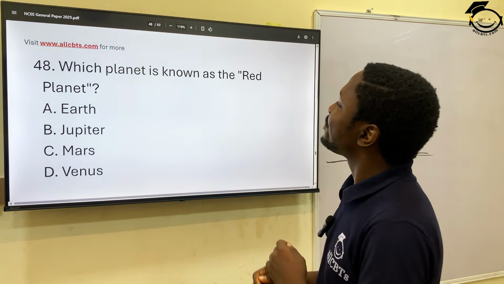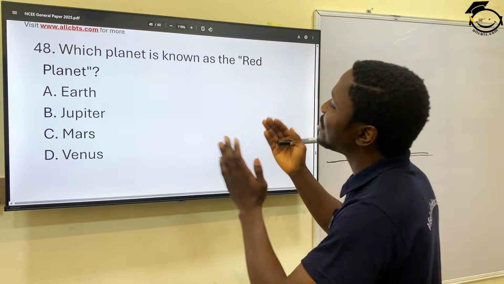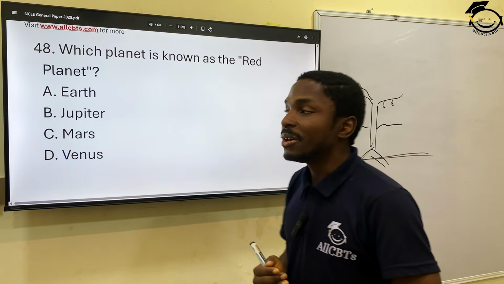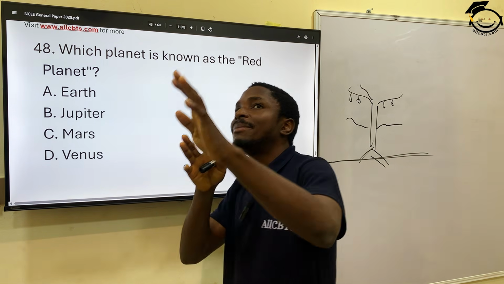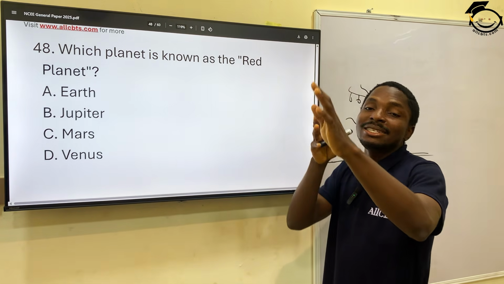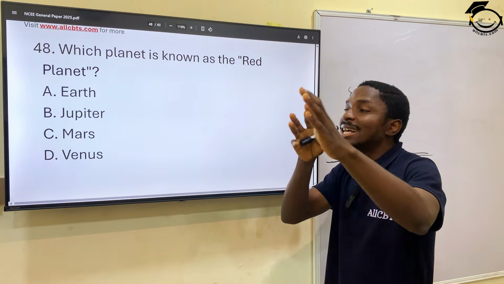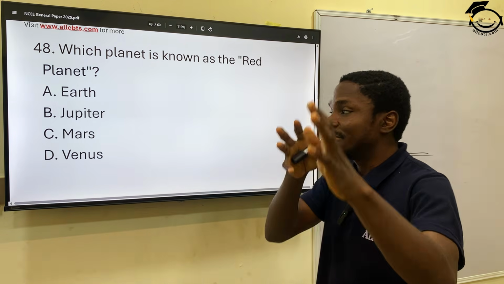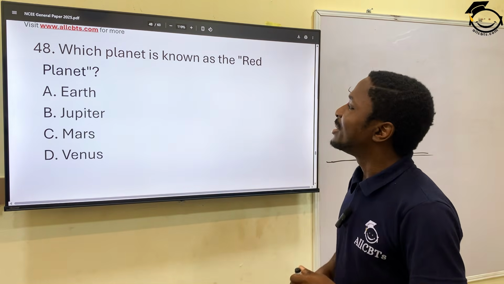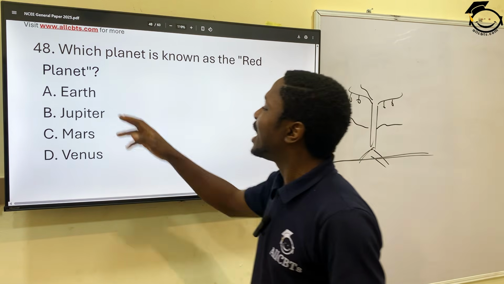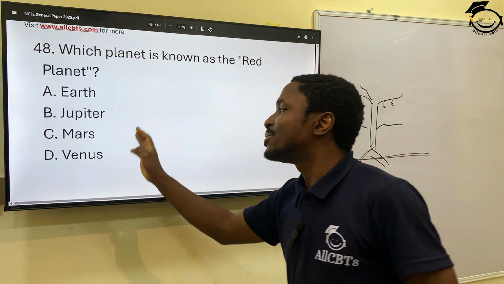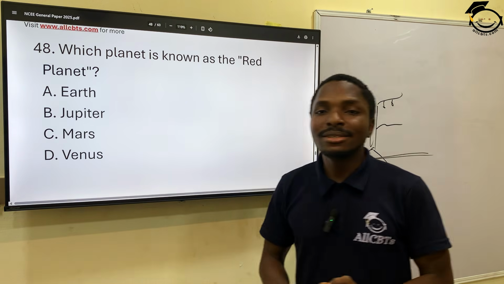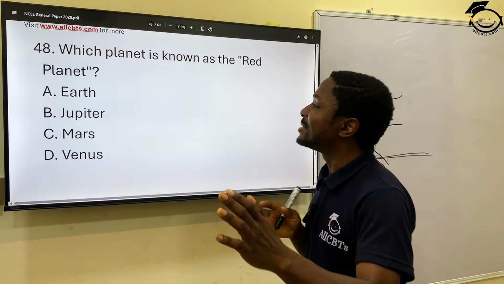48 now. Which planet is known as the red planet? Okay, and why? Because even from a distance, you can see that it has a reddish color. That's where it got its name, red planet, from because of its reddish color. Which planet is known as the red planet? You have Earth, Jupiter, Mars, and Venus. The correct answer will be Mars. So Mars is known as the red planet.